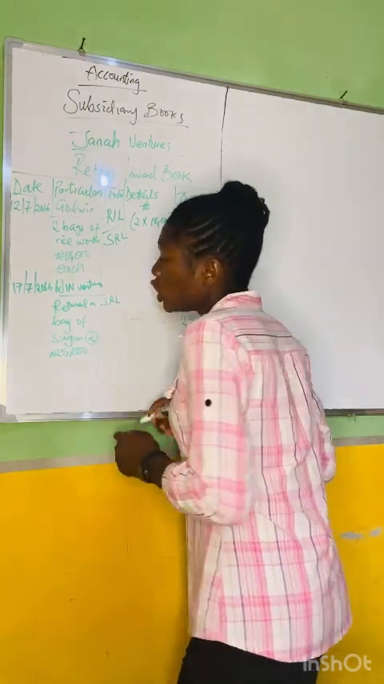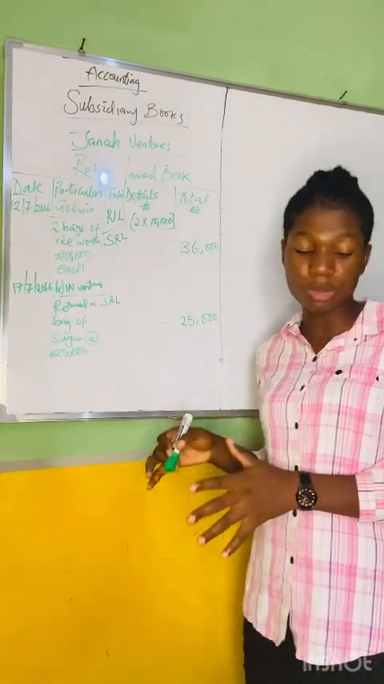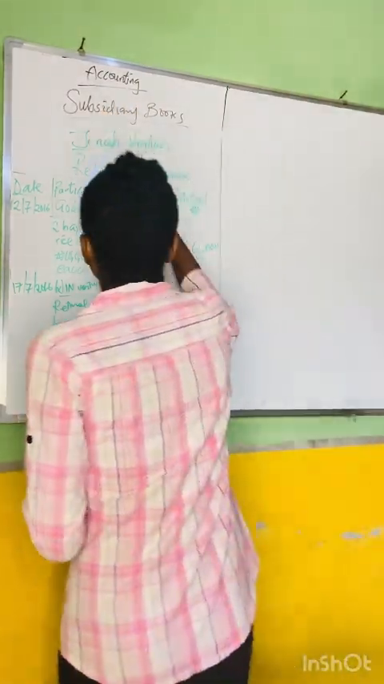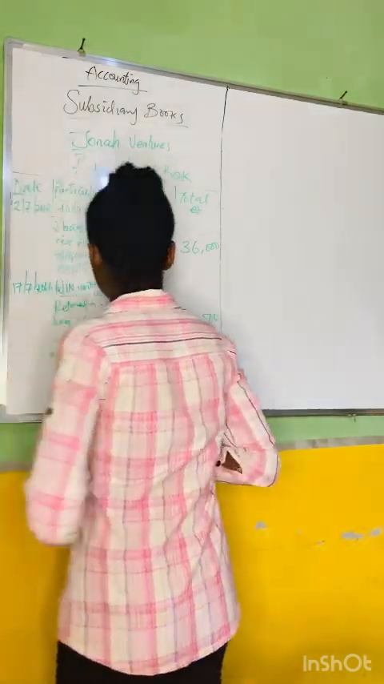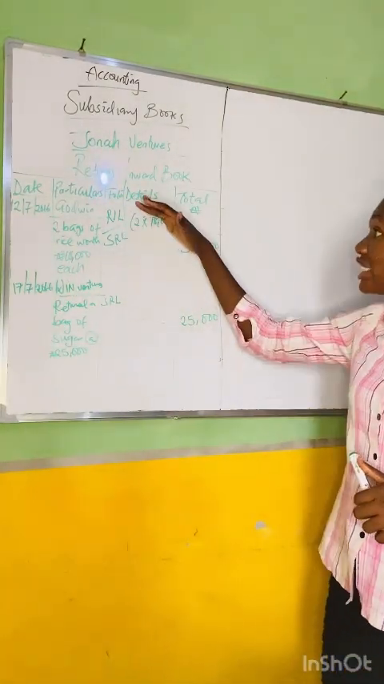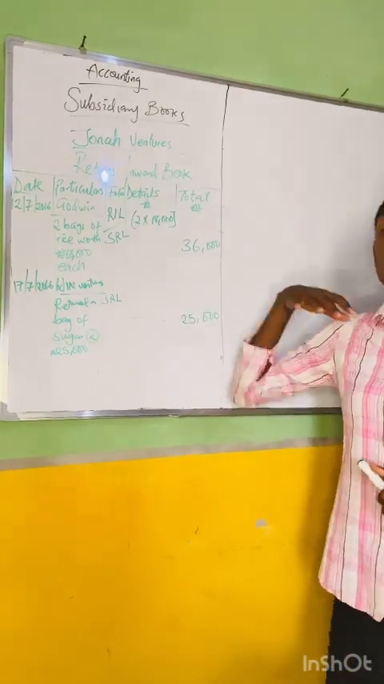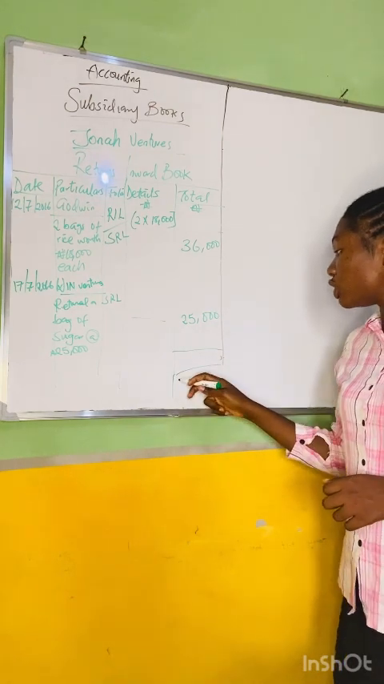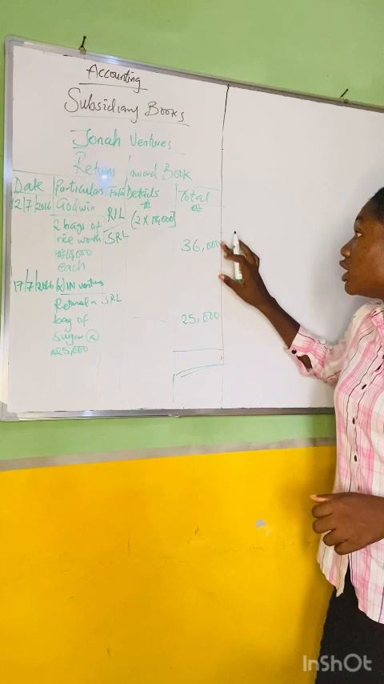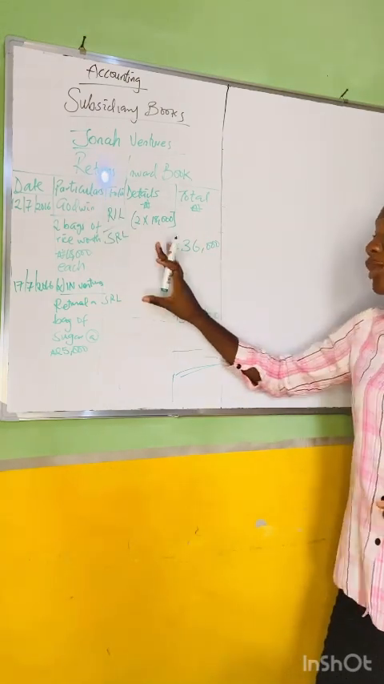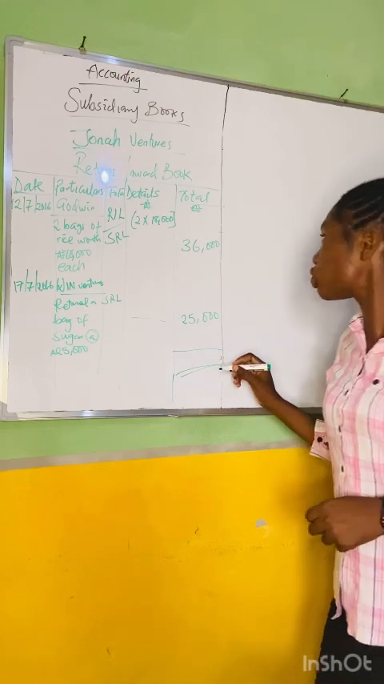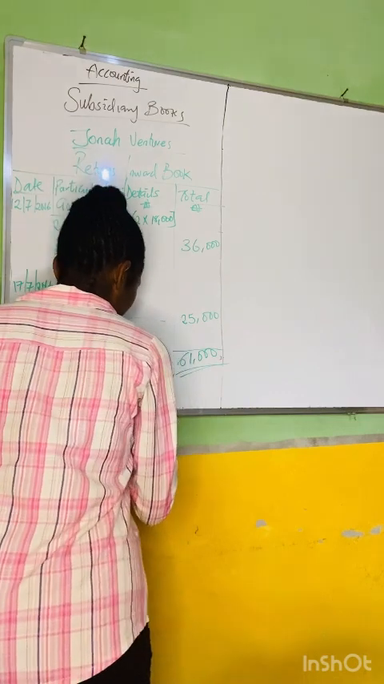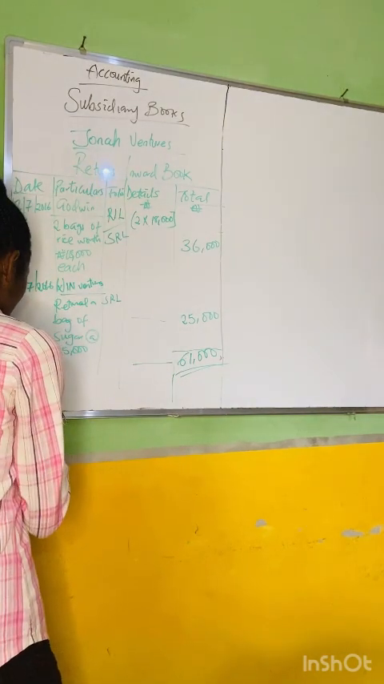The total is 25,000 naira. So this was all the goods that were returned back to Jonas Enterprise. At the end of the month, we'll be transferring this to our sales returns ledger. What we'll quickly be doing is taking the total value of the returns. We add the total returns from Godwin and the total returns from Vin Ventures, and when we add this, we have 61,000 naira.